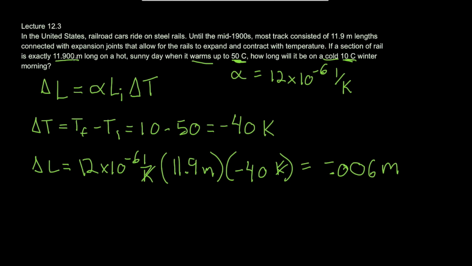So even though it's a really small amount, when you engineer something like railroad tracks or something, you have to take into account this. But we're not asked for how much it shrinks. We're asked how long will it be on a cold 10 degrees C winter day. So all we have to do is the initial 11.9 meters minus 0.006 meters. That's how much it's going to shrink.